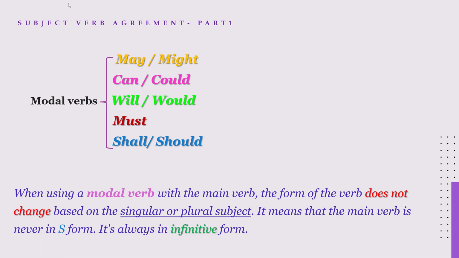When using a modal verb with the main verb, the form of the verb doesn't change based on the singular or plural subject. It means that the main verb is never in s form. It is always in infinitive form. I'm going to give you some examples with singular subjects.